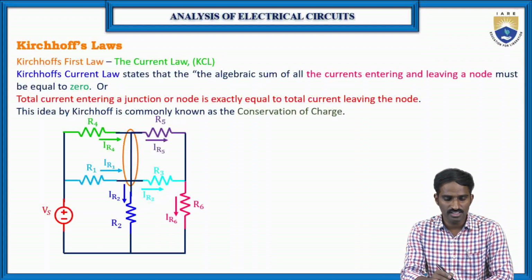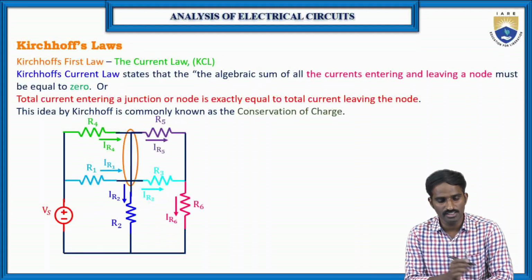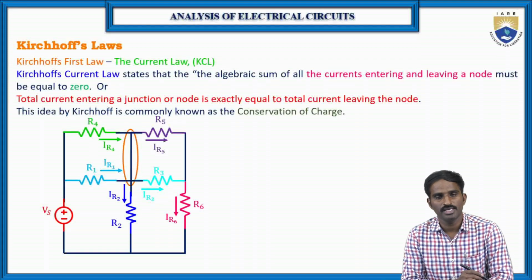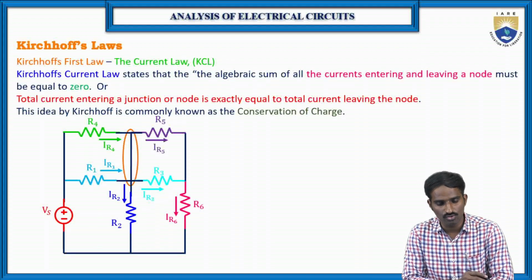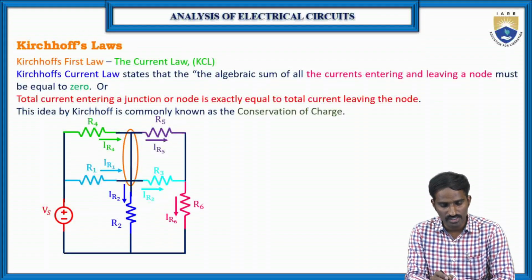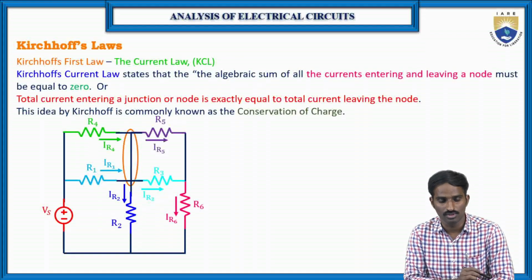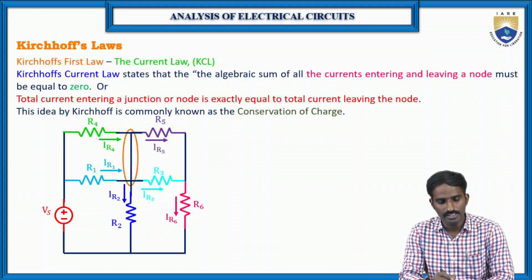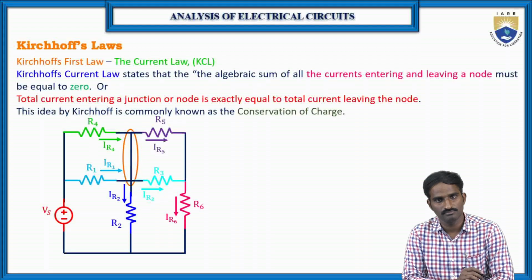Okay, so let us consider here this is a node, and at this particular node we should apply Kirchhoff's current law. According to Kirchhoff's current law, the sum of the currents entering towards the node is equal to the sum of the currents leaving from the node. So what are the currents entering towards this node? Here IR4 is current towards the node, and IR1 is also current towards the node. But here IR5, IR3 and IR2 are currents leaving from the node. So which means IR4 plus IR1 is equal to IR2 plus IR3 plus IR5.